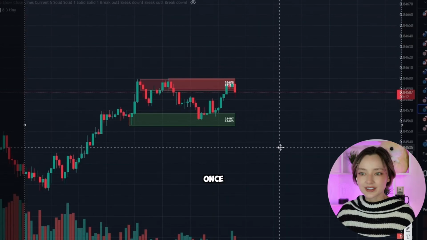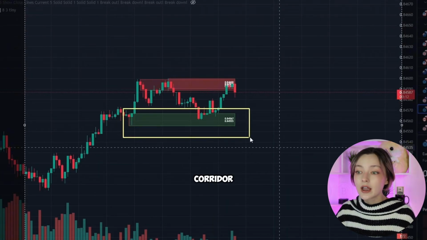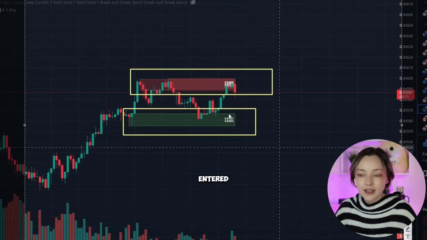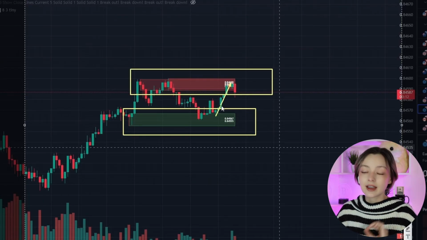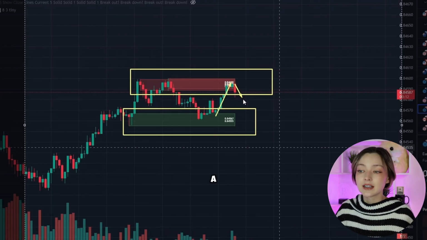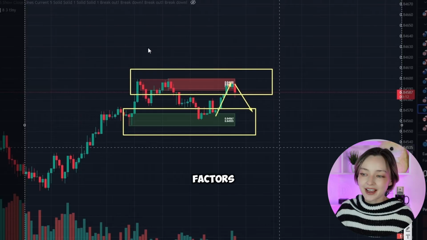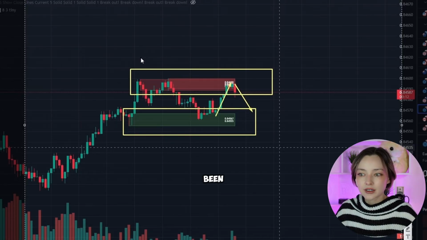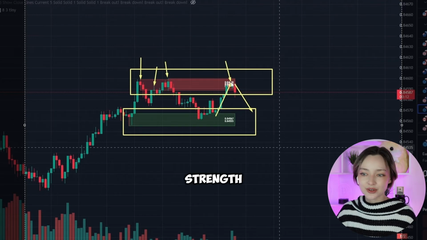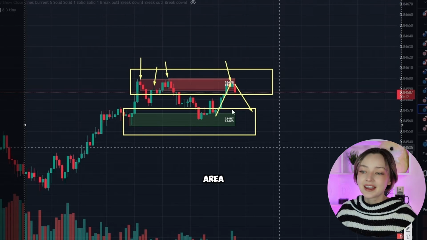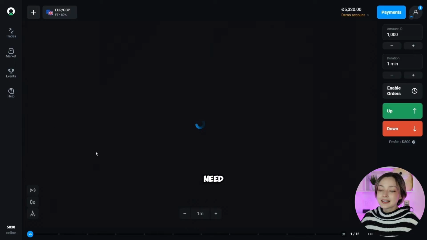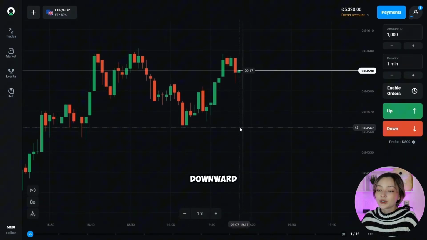As we can see, we're once again dealing with a trading corridor in the course of which the price has entered the resistance area. At this level, I'm expecting a downward corrective retracement. Again, as additional confirming factors, I can note that there have been a lot of pullbacks at this level, which confirms the strength of said area. So opening the currency pair we need and placing a downward trade.